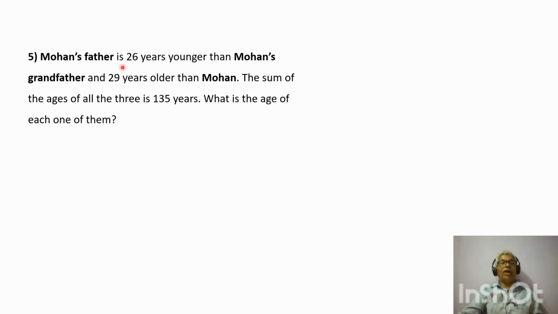Mohan's father is 26 years younger than Mohan's grandfather and 29 years older than Mohan. The sum of the ages of all three, Mohan, Mohan's father and Mohan's grandfather, is 135 years. What are the ages of each one of them?